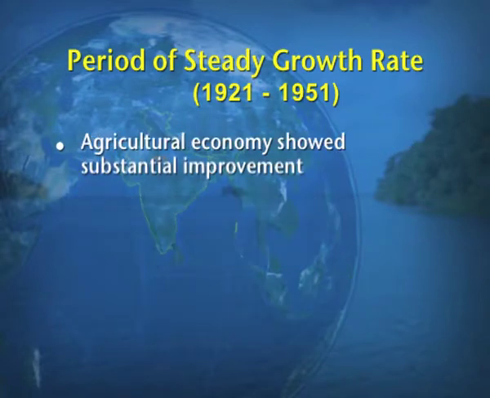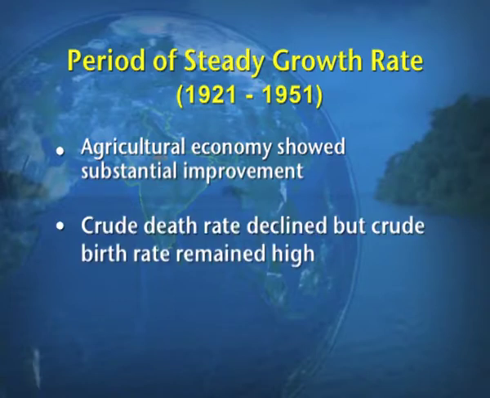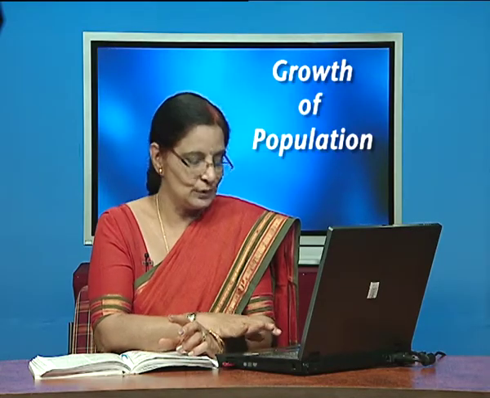Next factor is that the agricultural economy of India showed a substantial improvement, because this is the period when the green revolution also started in the country, resulting in an increase in agricultural production in various parts of the country. And the next factor is the crude death rate declined, but the crude birth rate remained high. So, this was one reason that there was a steady population growth rate in the country.